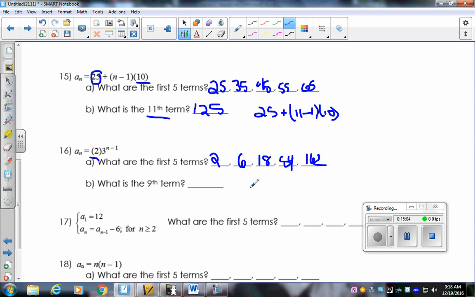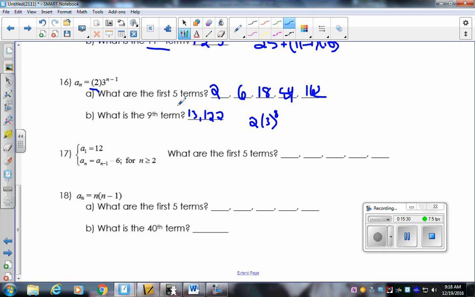Ninth number. Okay. So I'm just going to do 2 times 3 to the 9 minus 1, or 2 times 3 to the 8th. Right? And that's 3 to the 8th. That's not 6 to the 8th. 3 to the 8th times 2. So we get 13,122. Not uncommon. It's very common that your geometric, as long as your ratio is a whole number, especially something like 3, you're growing exponentially. So don't freak out if your numbers get really big, or if your ratio is a fraction, if they start to get smaller.